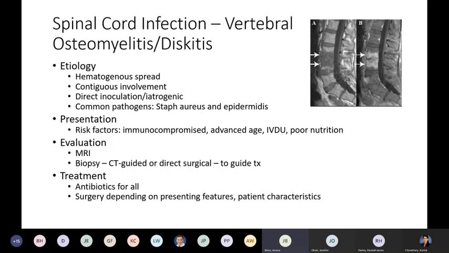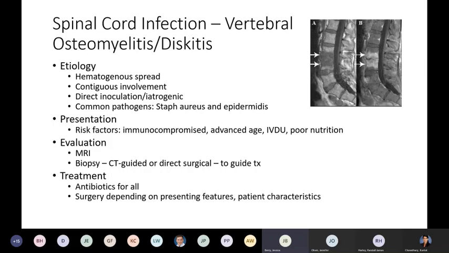Similarly, vertebral osteomyelitis or discitis can occur due to hematogenous spread, contiguous involvement, or direct inoculation. The most common pathogens are going to be Staphylococcus species, with some other pathogens associated with specific disease processes: Salmonella in persons with sickle cell anemia, and gram-negatives in people who are immunocompromised. In IV drug use, staph is still very common, but there's a higher incidence of Pseudomonas infection among people with an IV drug use history.